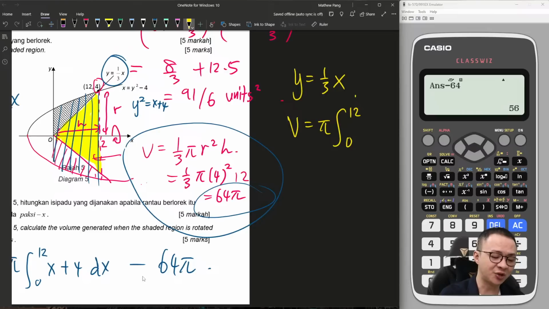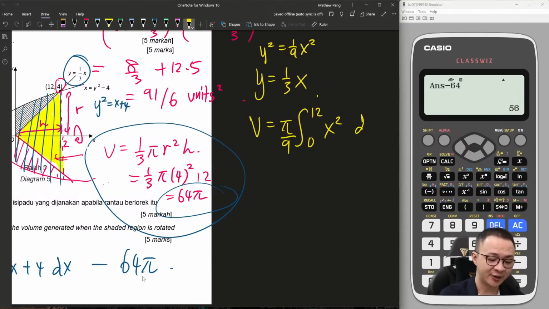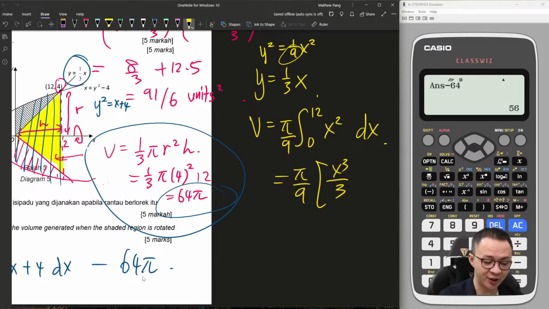My y is 1 over 3x, so my y squared is 1 over 9x squared, isn't it? So 1 over 9 x squared, I take the 1 over 9 outside, then x squared, dx, rotating on the x-axis. Then I just solve the simple one inside. So this is x cubed over 3, from 0 to 12.